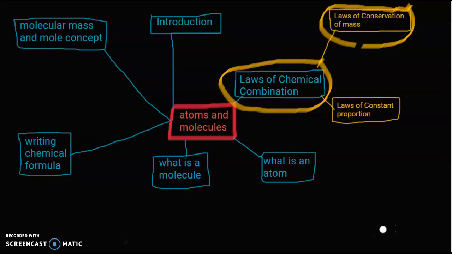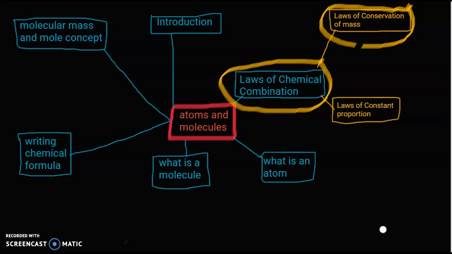Today we'll be talking about the laws of chemical combination, under which we have two laws, that is the law of conservation of mass and the law of constant proportion. Now, what is the law of conservation of mass? It states that energy can neither be created nor destroyed. It remains constant in the universe and it can be transferred from one form into the other.